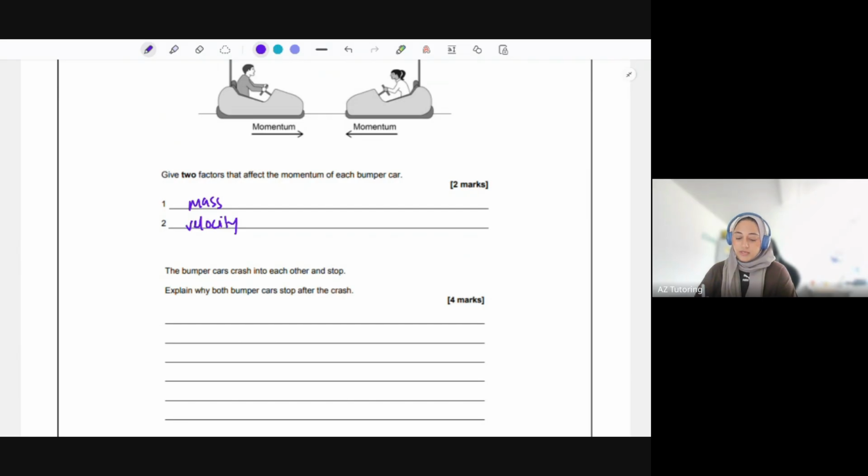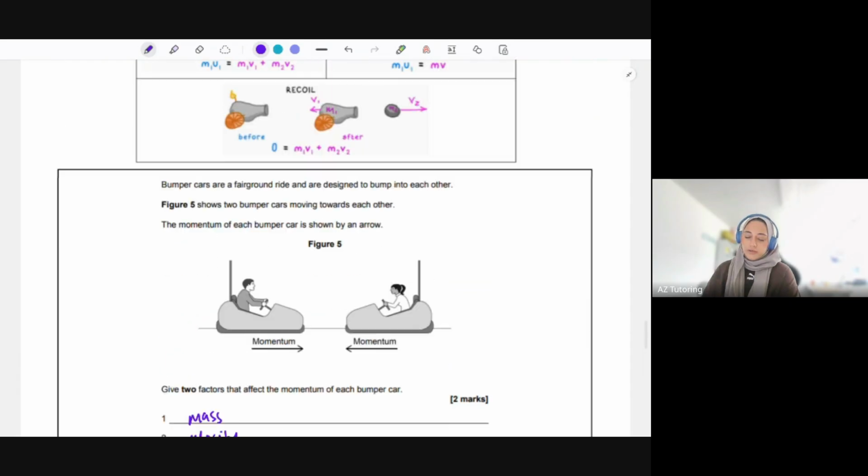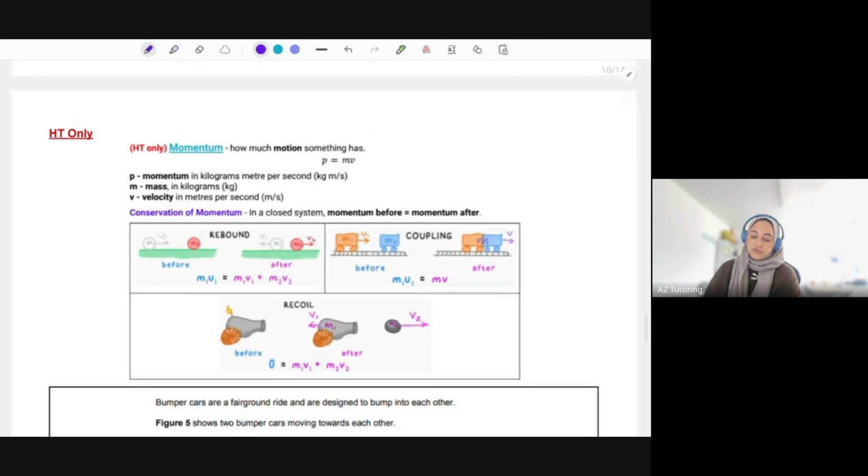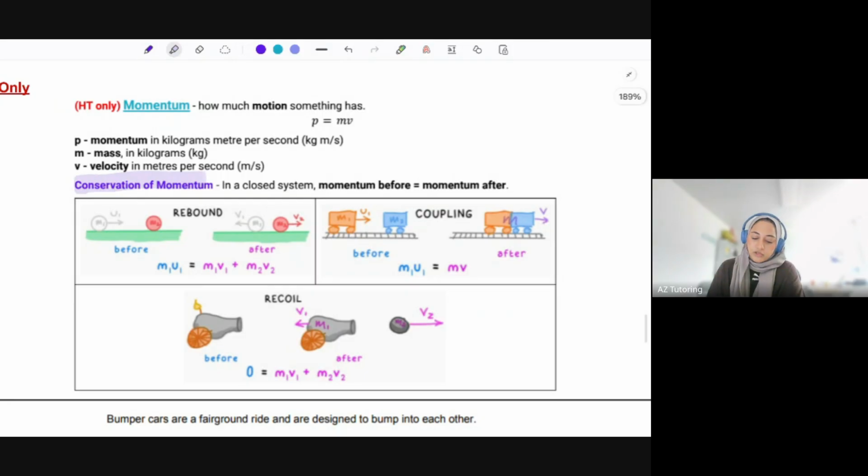Okay, next question. The bumper cars crash into each other and stop. Explain why both bumper cars stop after the crash. So this is about conservation of momentum. Anytime you see the word conservation, whatever's before is the same after. So same with conservation of energy. Energy can't be created or destroyed. Whatever's before is always after. Same with conservation of mass. Whatever mass you put into a reaction, it's after as well. So same with conservation of momentum. In a closed system, momentum before equals momentum after.